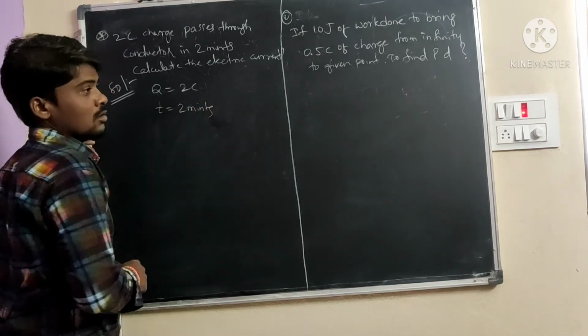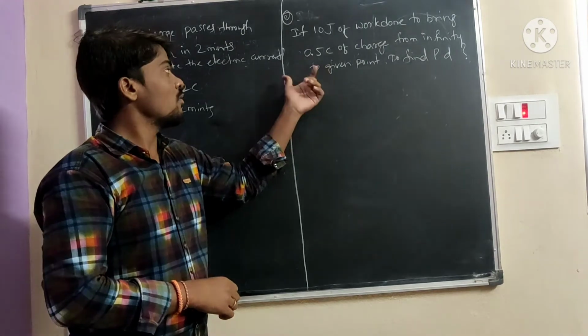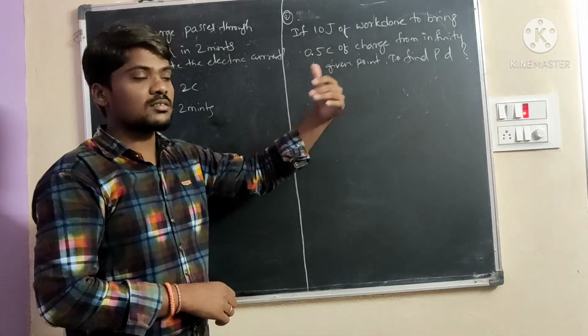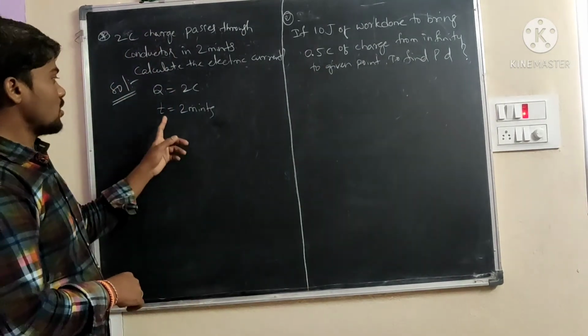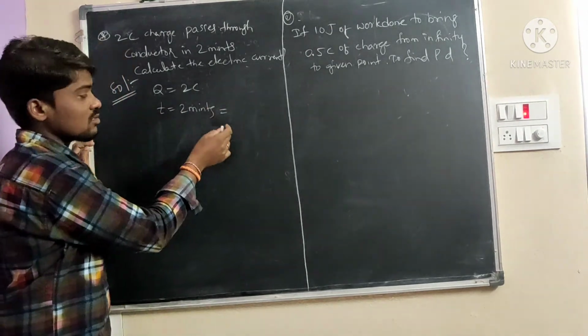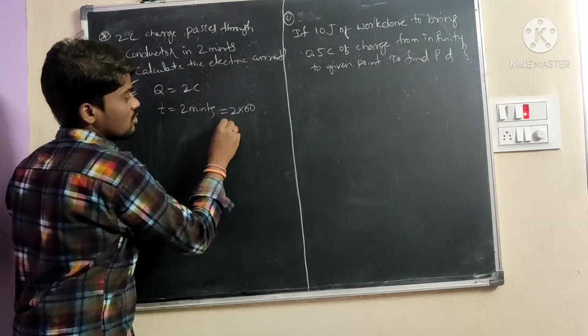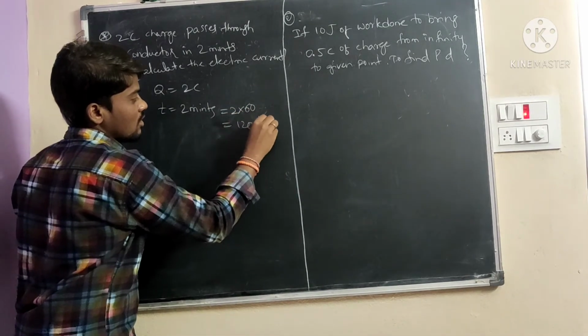This is a very important problem, very important for entrance level examinations. Time is 2 minutes. Here I will convert it into seconds. 1 minute is equal to 60 seconds, so 2 into 60 is equal to 120 seconds.